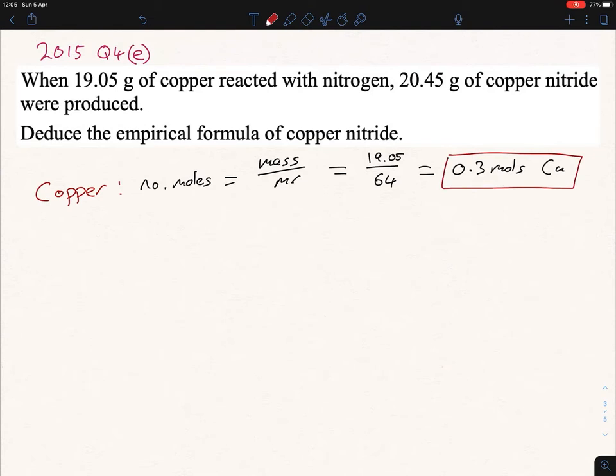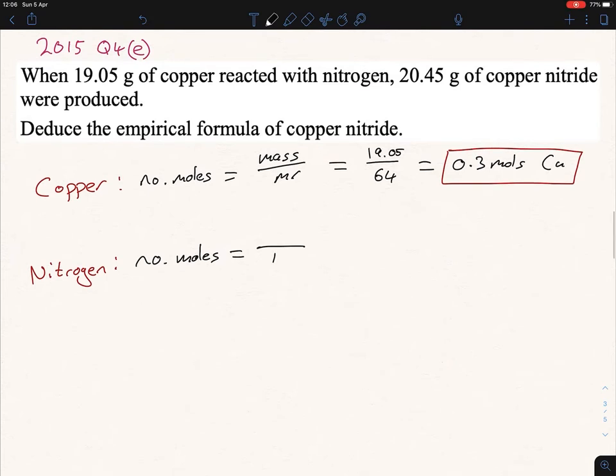Now we'll do the exact same for nitrogen. So number of moles. Now this is a little bit trickier, but it's the exact same really. Same setup. So let's find out the MR of nitrogen first. That should be fairly static, and that's going to be 14.